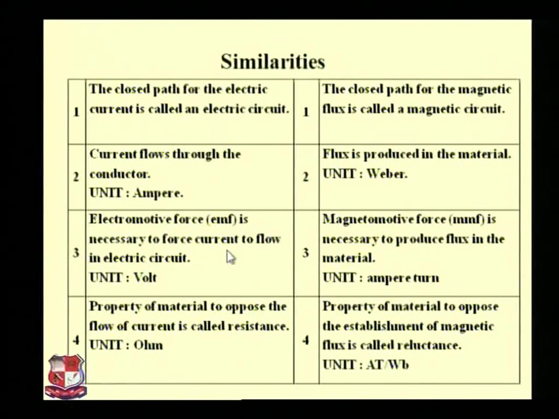Okay, third point. Electromotive force, EMF, is necessary to force current to flow in an electric circuit, and the unit is volt. To flow current in an electric circuit we require an EMF, while magnetomotive force, MMF, is necessary to produce flux in the material, and the unit is ampere-turn. So MMF, that means magnetomotive force, is required to produce flux in the magnetic material.